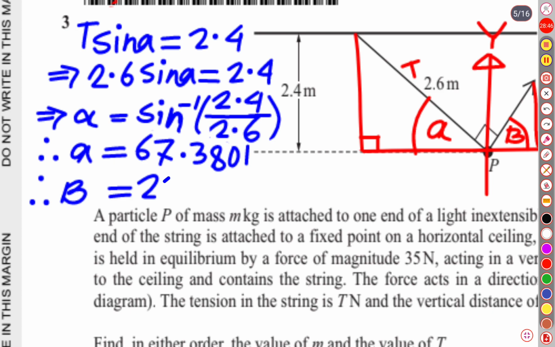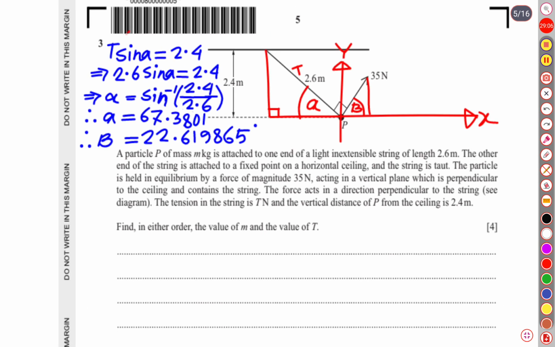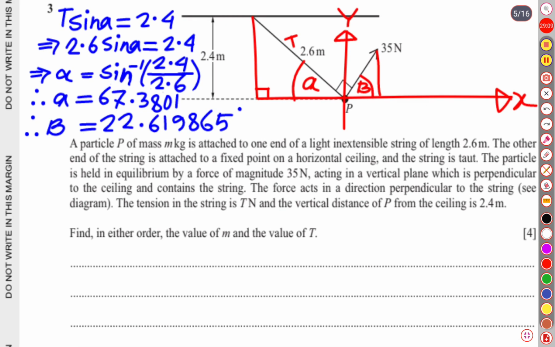So it is going to be 22.61986.5 degrees, the measure of angle beta. As we have got the measure of each of the angles, now we can easily resolve the forces, because for finding tension we always resolve the forces, and our topic today is forces and equilibrium. First of all, we will resolve the forces horizontally.